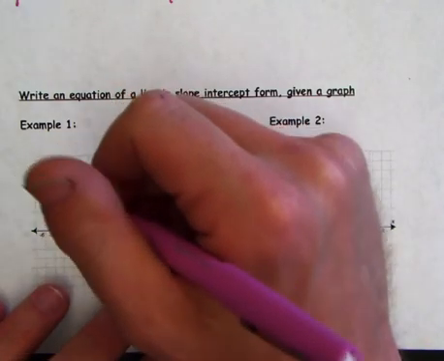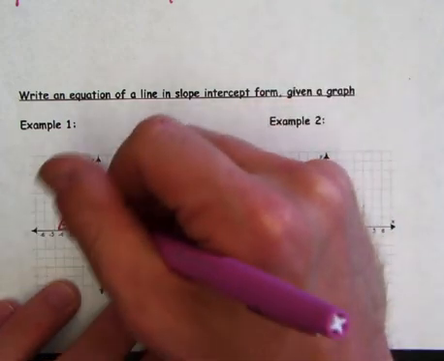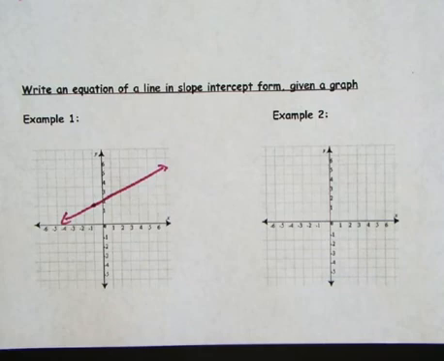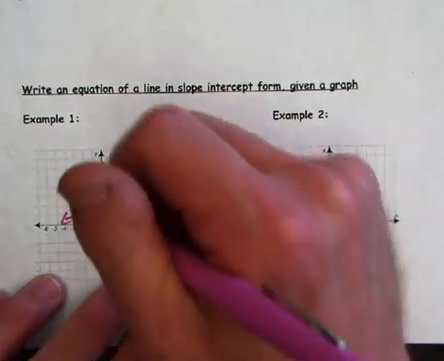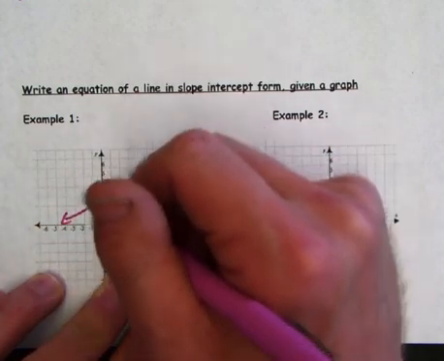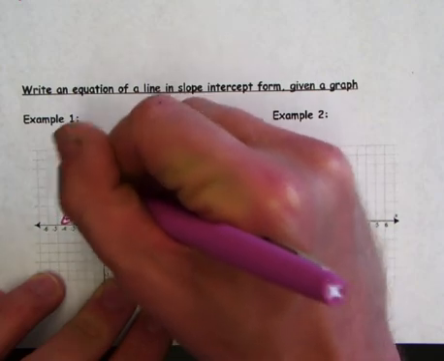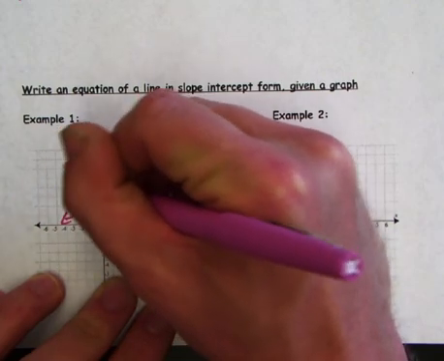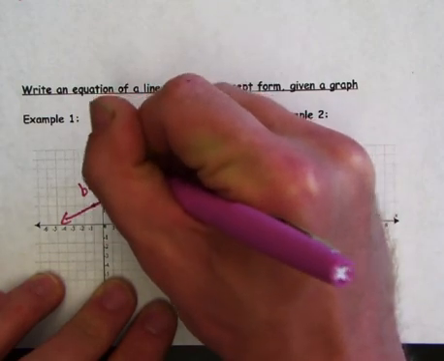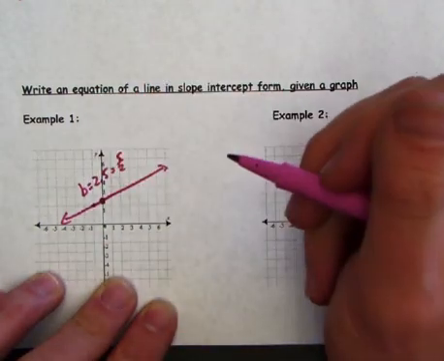Okay, so to find the slope, we're going to pick a point. Want to make sure I got this right. So we'll start with a point here. Okay, our y-intercept b equals 2.5, or 5/2. And then let's figure out what our slope is.